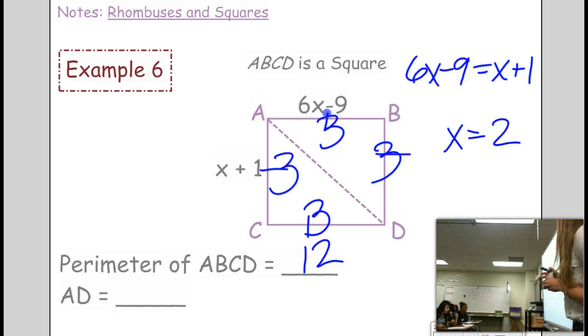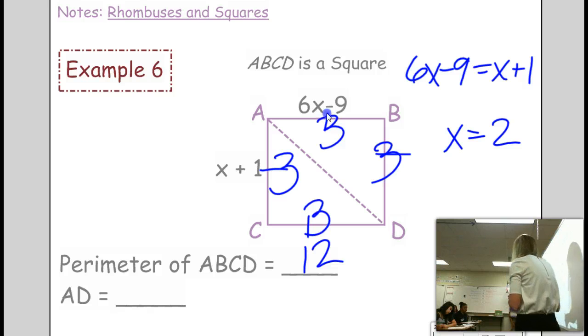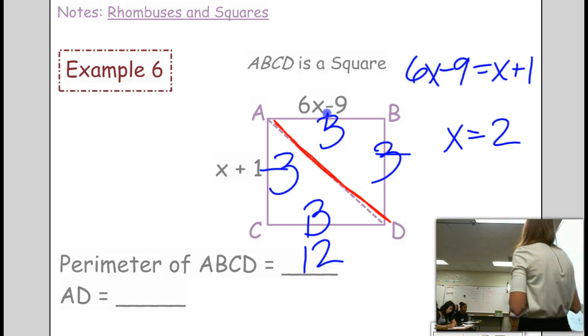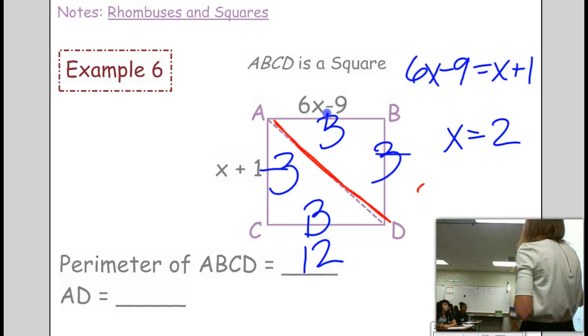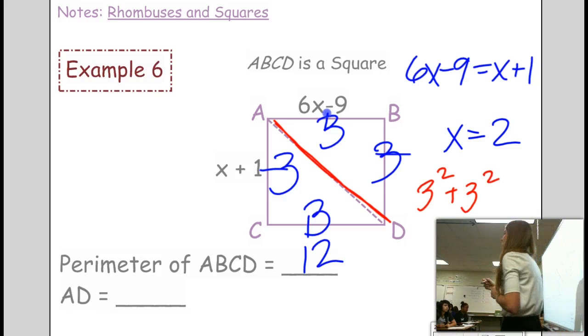And last thing, Ashley, AD. Just tell me how to set it up. You don't have to solve it. I have no idea. Oh, okay. Thank you for being honest. Kendall, how do we find AD? Pythagorean theorem. Very good. Everyone do that. 3 squared plus 3 squared. Then take the square root of it. 9 plus 9 is the square root of 18. And that is the answer to AD.